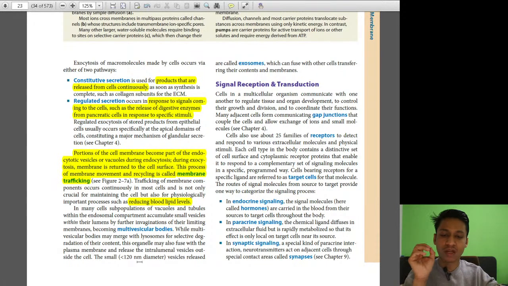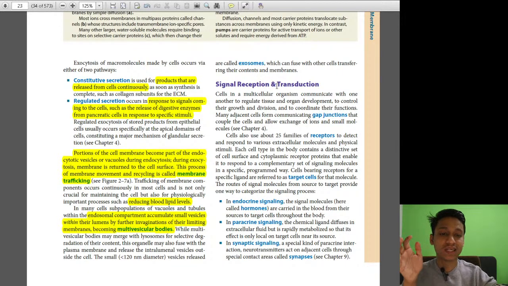The small vesicles that are less than, let's say, 120 nanometers in diameter are called exosomes. These vesicles, which can fuse with another cell, transfer their contents and membranes. So they can go and fuse with lysosomes, or they can go and just fuse with the cell membrane.